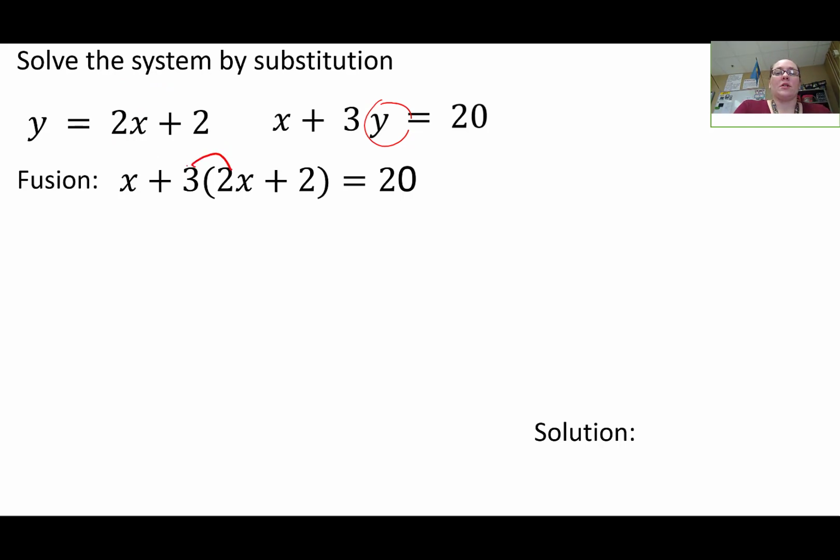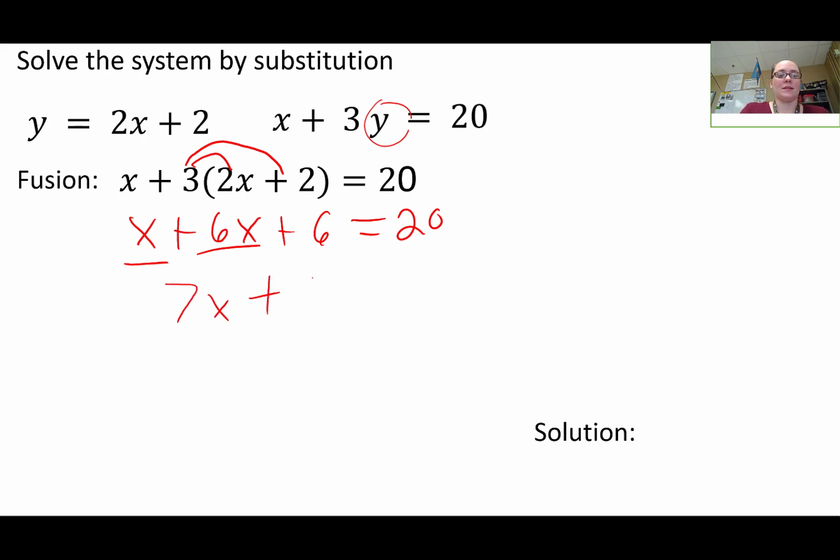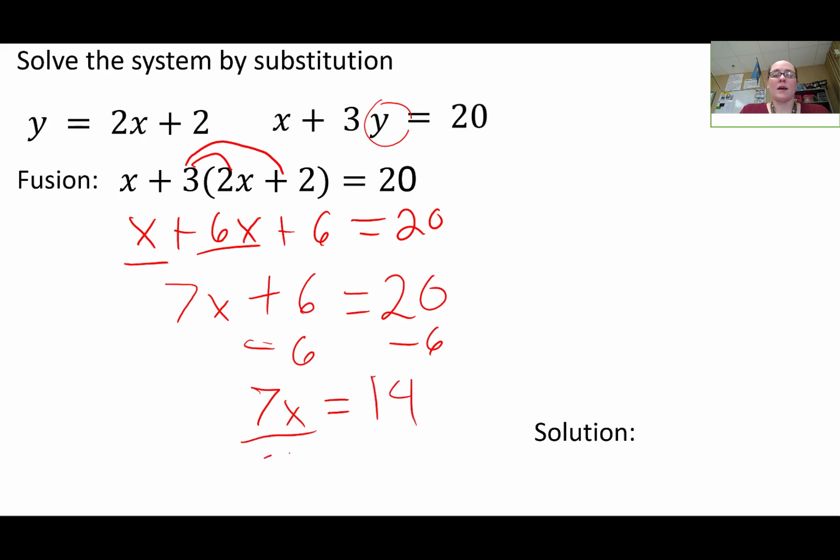First thing I'm going to do is distribute that 3. So I get x plus 6x plus 6, and that's going to equal 20. Combine my like terms, giving me 7x plus 6 equals 20. Subtract 6 on both sides. 7x is going to equal 20 minus 6, which is 14. Then divide everything by 7, giving me x equals 2. So my x value is 2.